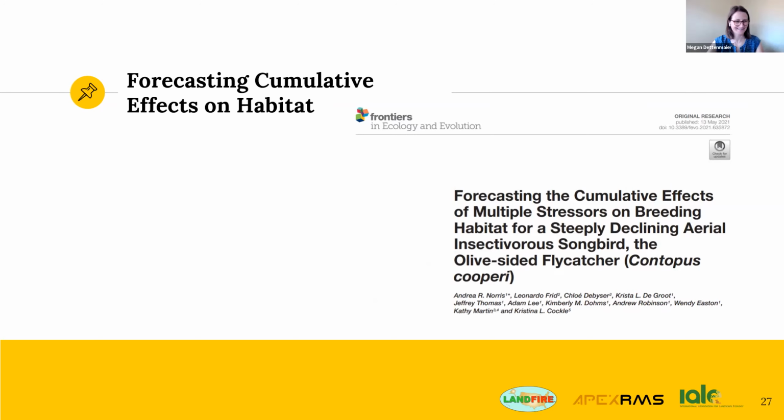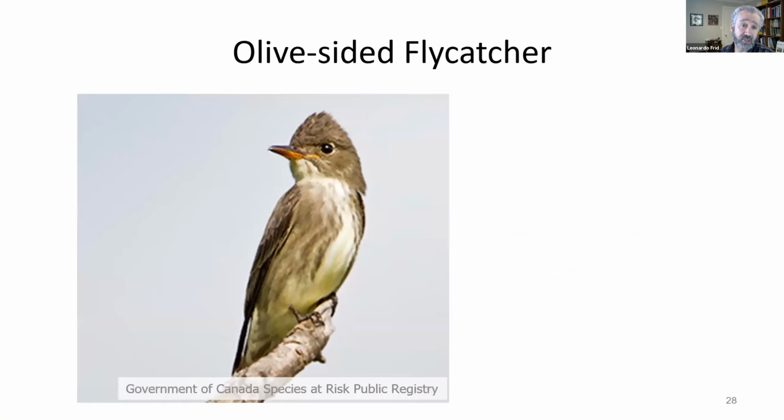Sounds great. So this last example is an example from Canada where we worked with Andrea Norris and other scientists at Environment and Climate Change Canada to look at forecasting cumulative effects of different stressors on the breeding habitat of an insectivorous songbird. So this is the olive-sided flycatcher. It's a songbird that's present throughout Canada. And since 1970 has seen some pretty large population declines, about 70% decline in the breeding population of olive-sided flycatcher in Canada.